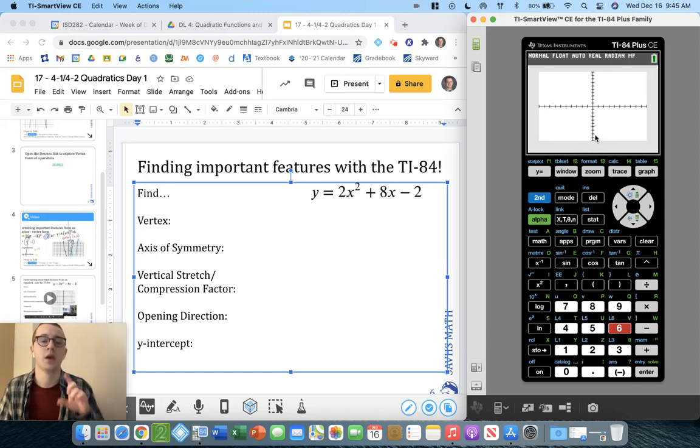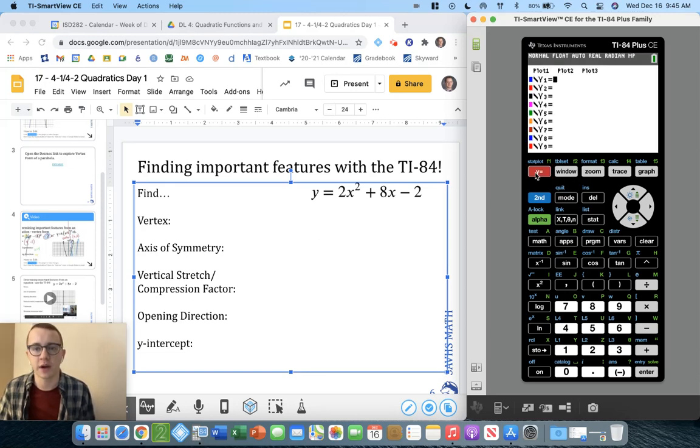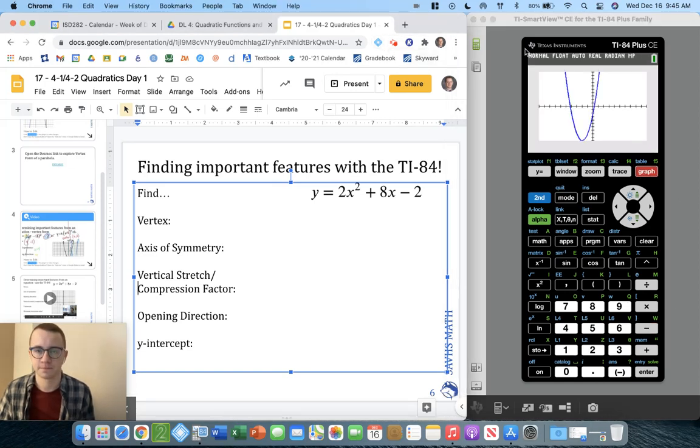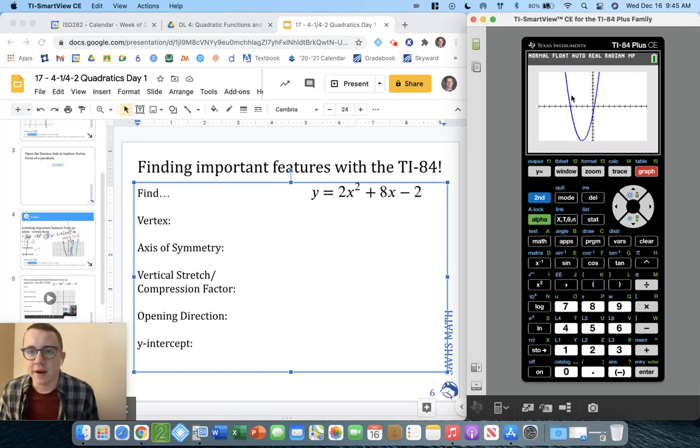Okay. Now let's type in this quadratic into y equals, and then let's find all these features using the graphing calculator. So in y equals, we're going to type 2x squared plus 8x minus 2. Then you can hit graph. Okay, and I noticed that this graph is pretty good. I can see almost everything, but I do notice that it kind of gets cut off a little tiny bit at the very bottom here.